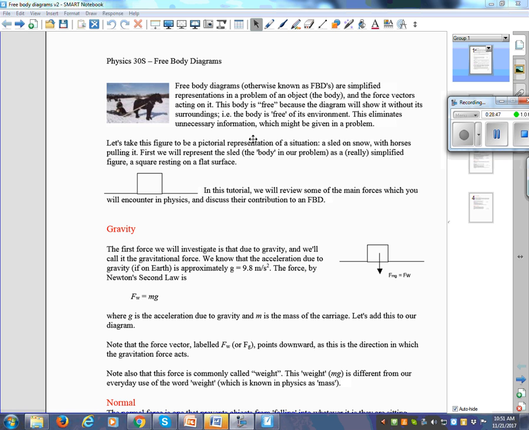So drawing an FBD basically removes all sort of clutter from the problem and sort of simplifies things, right?